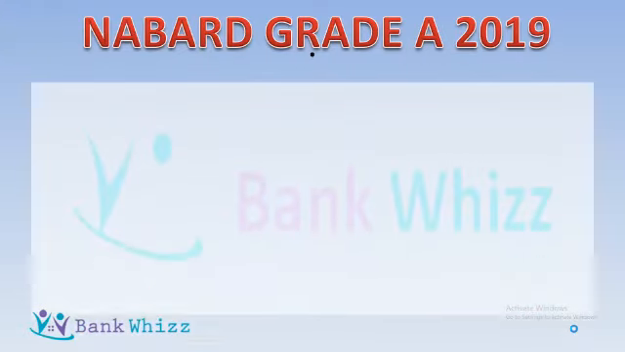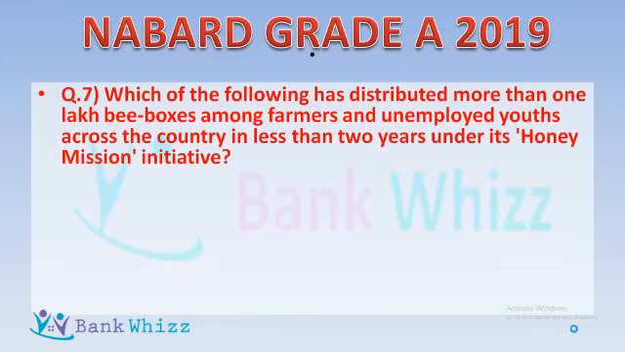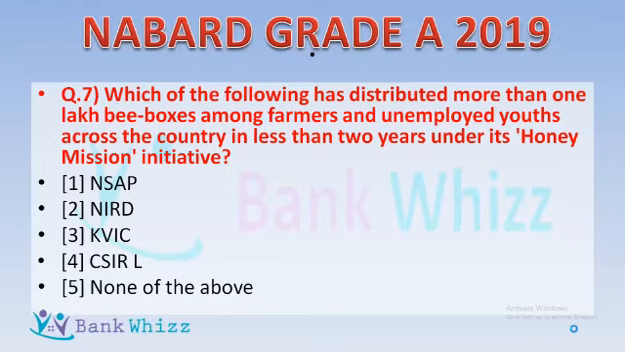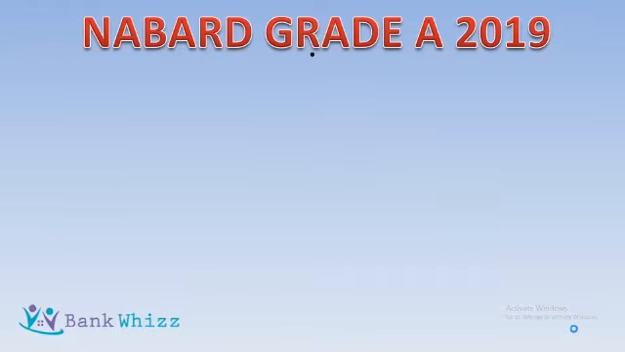The next question is, which of the following has distributed more than 1 lakh bee boxes among farmers and unemployed youths across the country in less than 2 years under its Honey Mission initiative? The first option is NSAP, the second is NIRD, the third is KVIC, the fourth is CSIRL, the last is none of the above. The answer is KVIC.